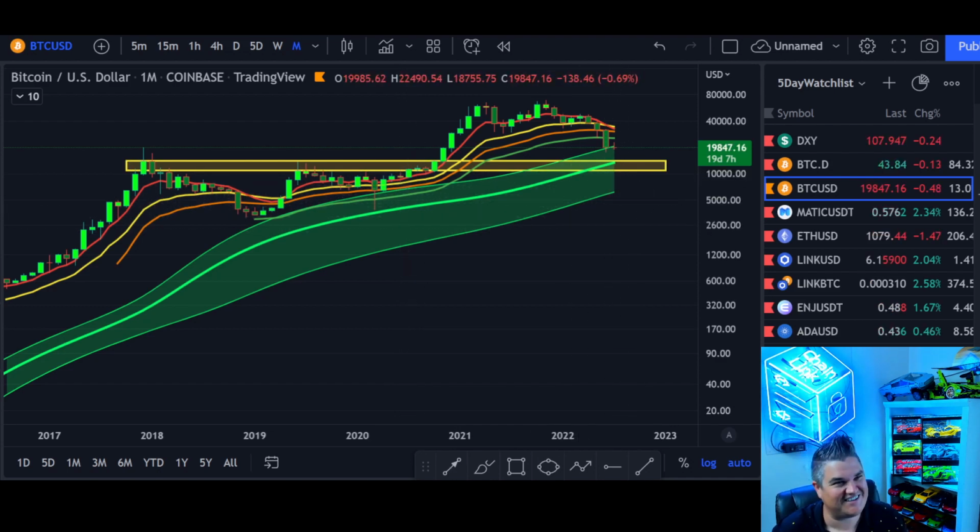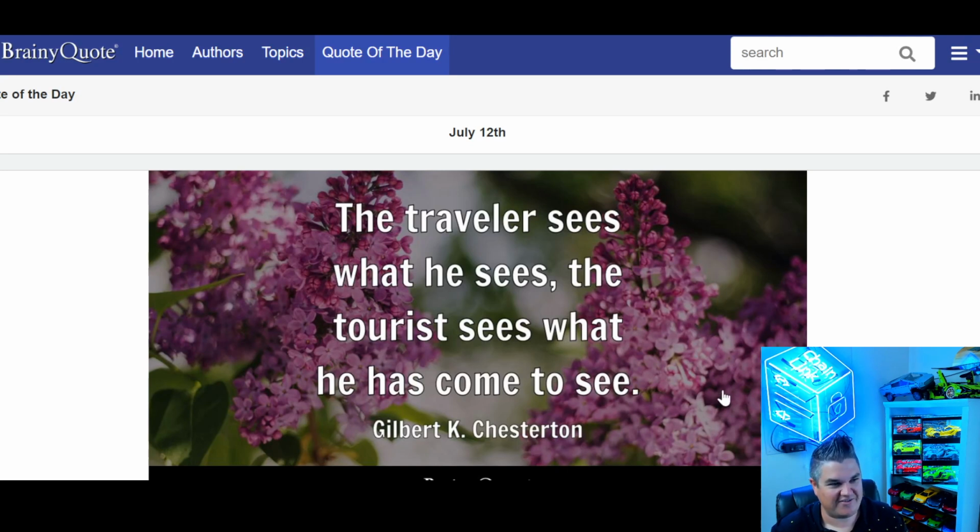That's it. Let's get to the quote of the day. The traveler sees what he sees. The tourist sees what he has come to see. Could be deep. It's kind of a deep one.